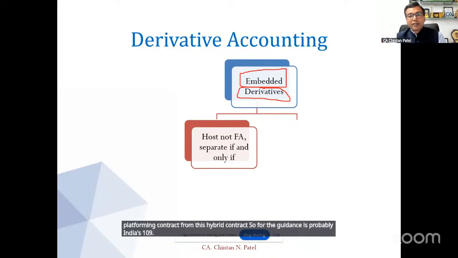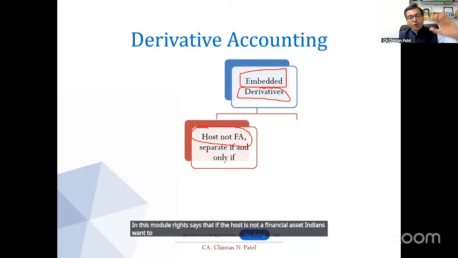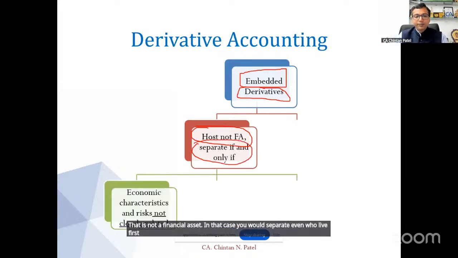Ind AS 109 says that if the host is not a financial asset, Ind AS 109 provides you with the definition of what is a financial asset and what is a financial liability. Now, if the host is not a financial asset, so the main contract in which a derivative is embedded is not a financial asset, in that case, you have to separate if and only if the following are met. So there are 3 points.